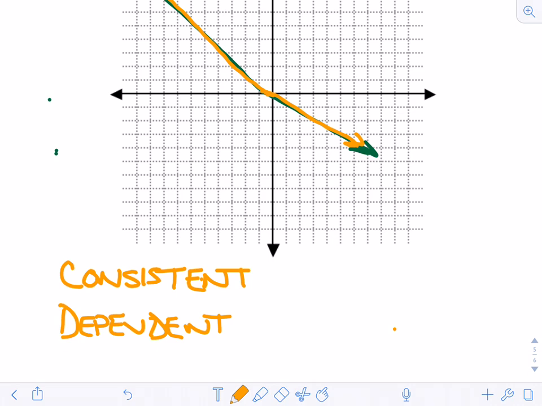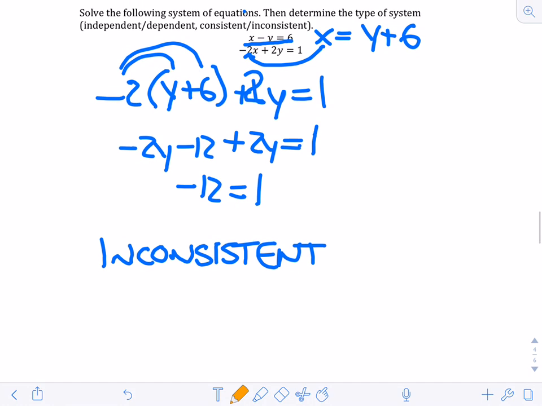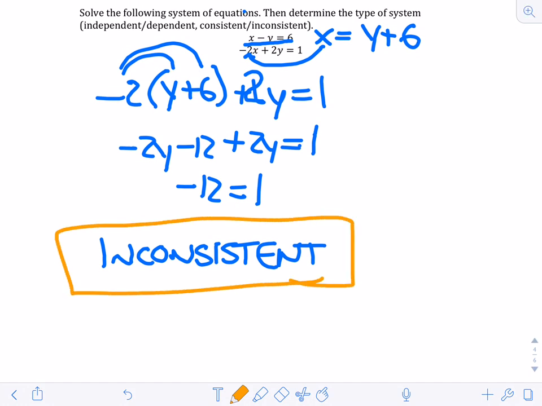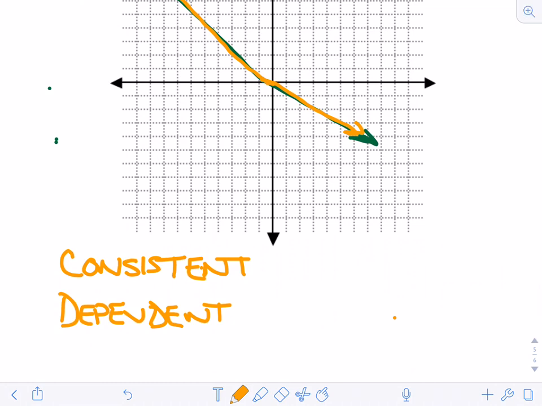Now notice that when it's consistent, we can either be independent or dependent, but when it was inconsistent, we just left it. Once you know that the system is inconsistent, we just leave it and we move on. If it's consistent, then we have to decide whether it is dependent or independent.